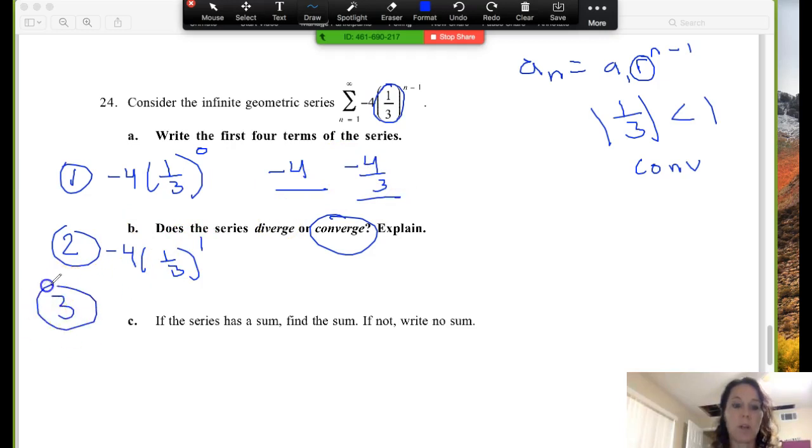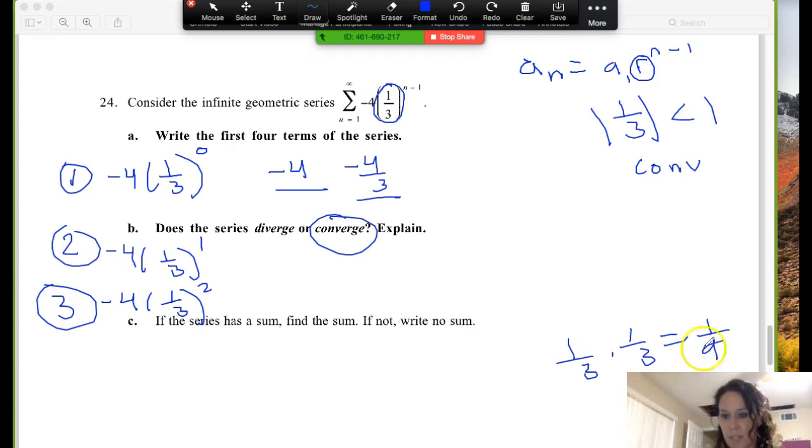Let's go third term. I plug in 3 here, so I go -4 times 1/3 to the 3 minus 1, which is 2. Well, 1/3 squared, that's 1/3 times 1/3, which is 1/9. Now you can see this denominator is getting bigger, which will make this get smaller and smaller. So 1/9 times -4 is -4/9.